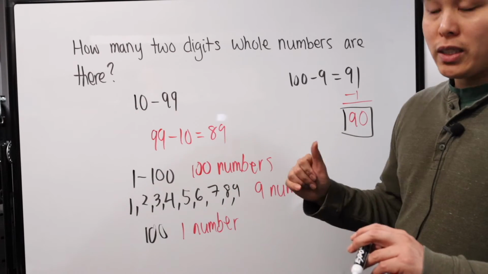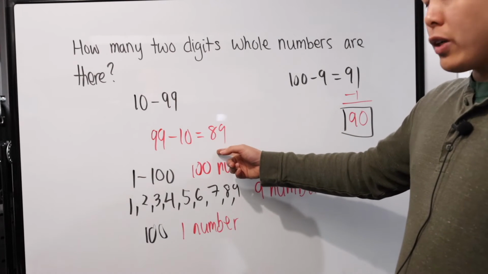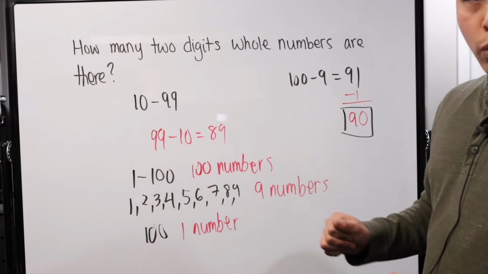So we have to be careful. Once again, are we overcounting? Are we undercounting? In this case, we would have undercounted. We would have clearly been missing one number.